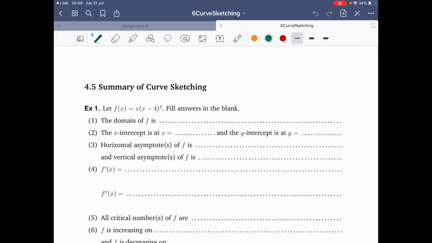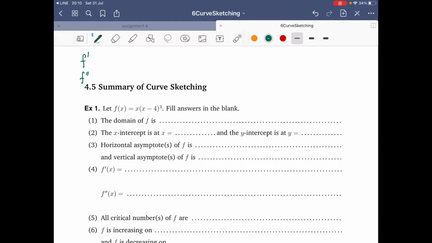Hello everybody, this is the video clip for chapter 3 and we are still in the application of the derivative, okay? And for this video clip we are going to use a property of f prime and f double prime together with the shape of the graph or the curve of a function, okay, to try to sketch the curve of a given function.